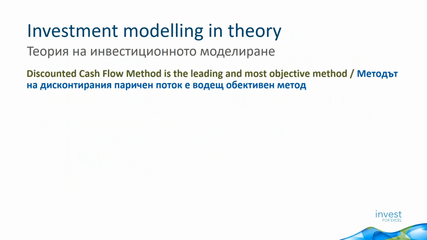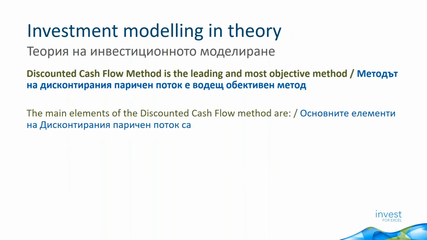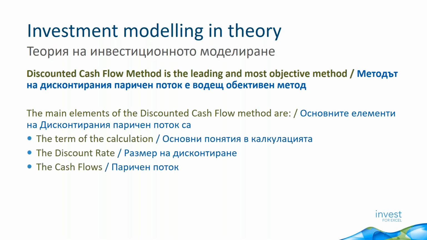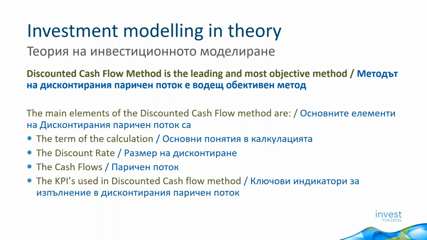So the discounted cash flow method is the leading and most objective method, and the main elements of the discounted cash flow method are the term of the calculation, the discount rate, and the cash flows and the KPIs used in the discounted cash flow method. So these are the four cornerstones, and I will go through these four elements a little bit more in detail.